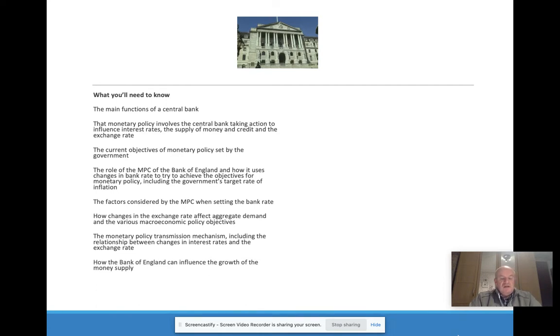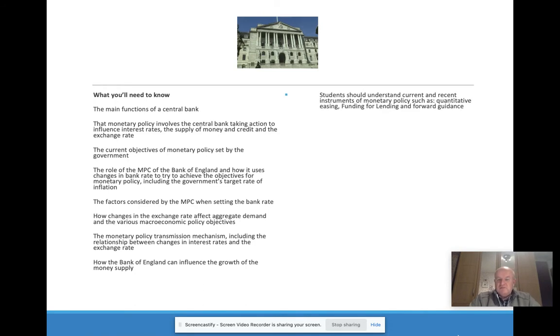We'll also need to look at how the Bank of England can influence the growth of the money supply, and again, dependent on the overall policy objective, that will depend on whether the Bank of England tries to increase the amount of money that's available, or actually decrease or reduce the demand for money, as we'll see.